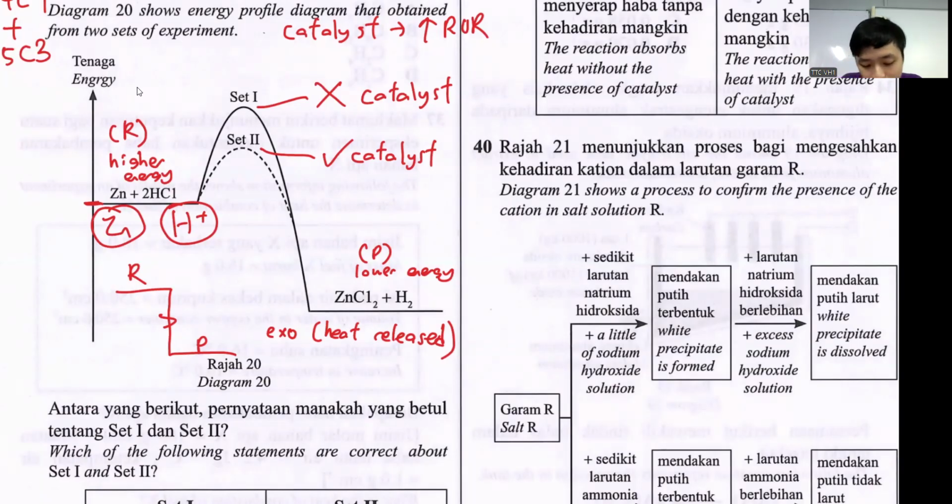It means the particles need to have at least equal to or more than that energy. We call it activation energy. Then only the reaction can occur, then only the particles can collide with each other. If not, the reaction won't occur.